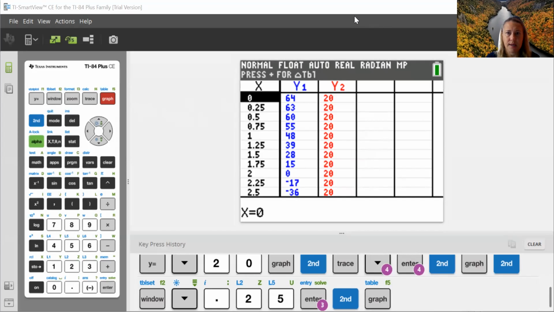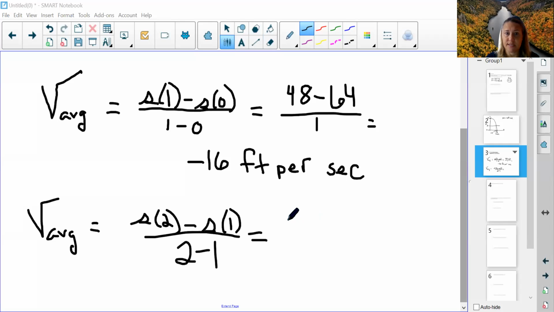Okay, so I already knew my object was speeding up, and certainly what I just found here mathematically supports that. So S of 2 is 0, S of 1 is 48. I did this in 1 second, so that is negative 48 feet per second. Okay, so I am speeding up.